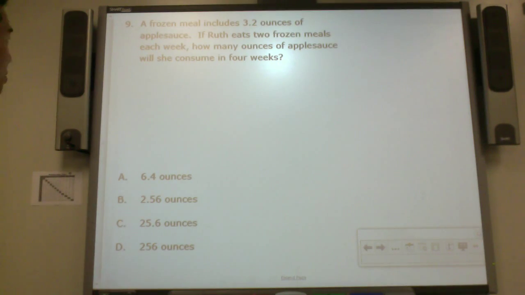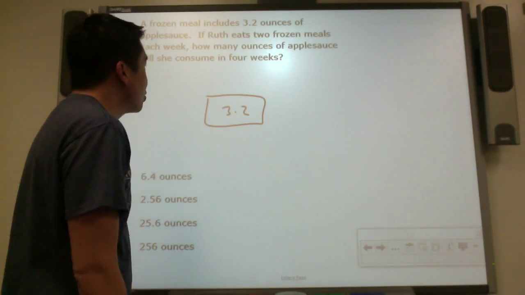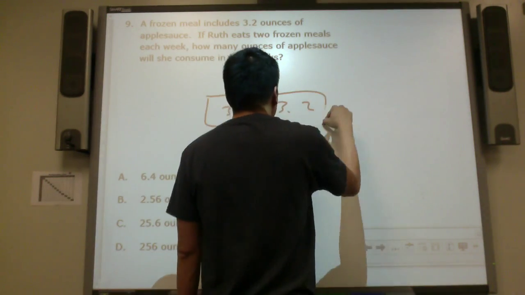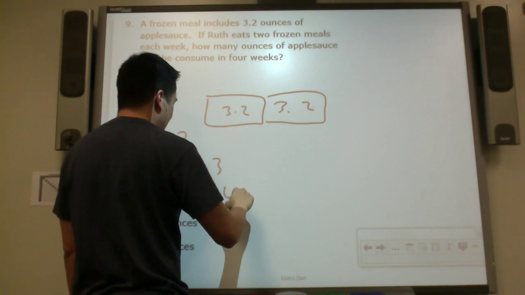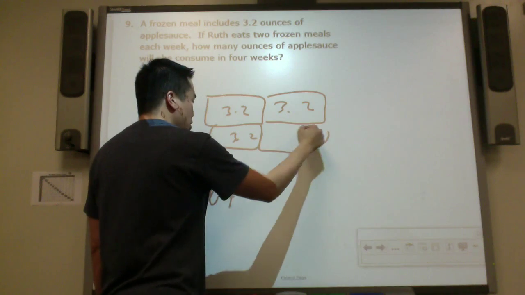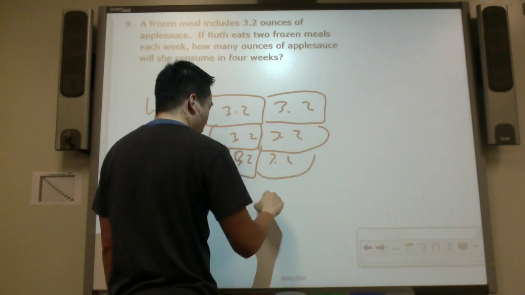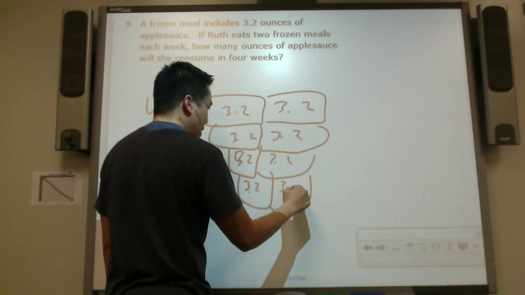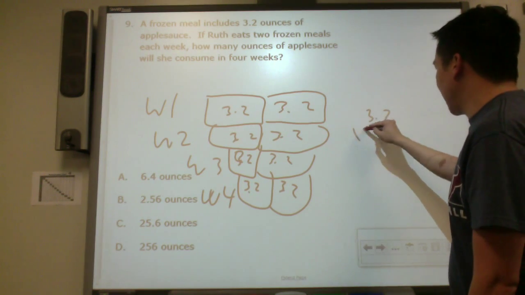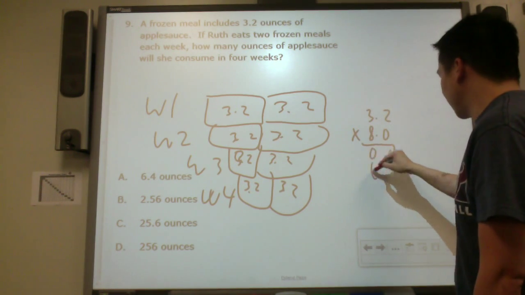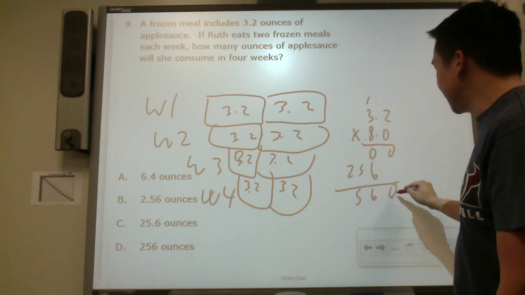Number 9. A frozen meal includes 3.2 ounces of applesauce. Ruth eats 2 of them each week. So it's week 1. She does it for 4 weeks. Dang, she loves her frozen food. So on week 2, she eats 2 frozen meals. Week 3, she eats 2. Week 4, she eats 2. How many groups of frozen food did she eat? 8 of them. 3.2 times 8. 0, 0, 16, carry 1. 0, 6, 5, 2. Two places, jump twice.